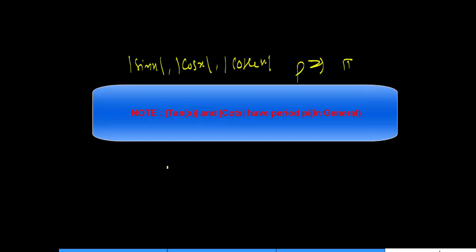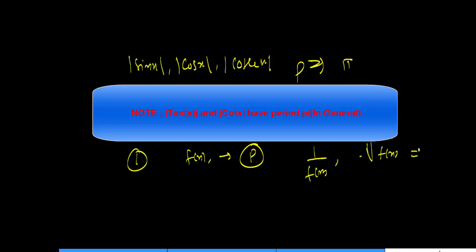Then there is another concept we have to be aware of. If there is a function f of x whose period is p or t, anything, then 1 by f of x and under root of f of x will still have period p only; they will not change. So if I say under root of sin x, what will be its period? It will be 2 pi only, because the sine period is 2 pi.